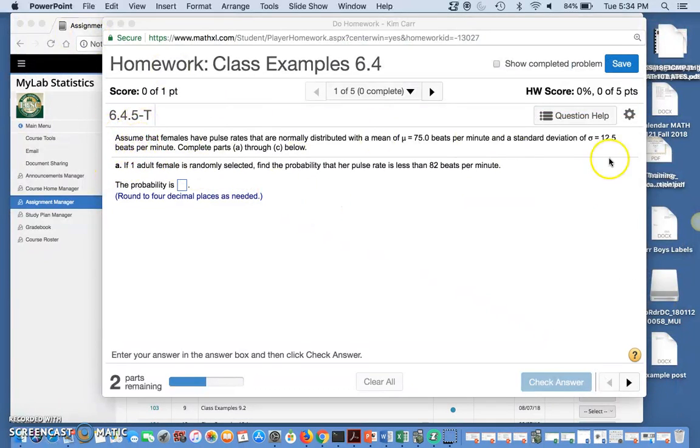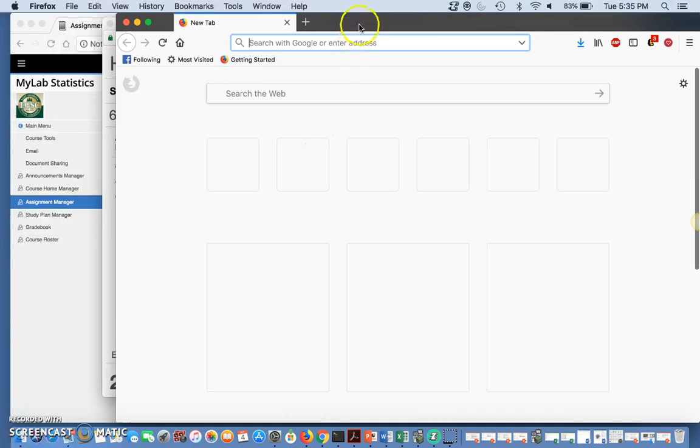And here, what I want us to do, they tell us we have a mean of 75.0 beats per minute and a standard deviation, and they want: if we select one female randomly, find the probability that the pulse rate is less than 82 beats per minute. Well, first thing I want to do is pull up StatCrunch, because I'm going to use StatCrunch.